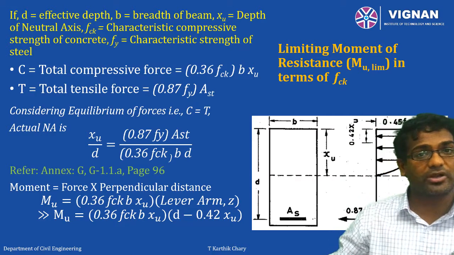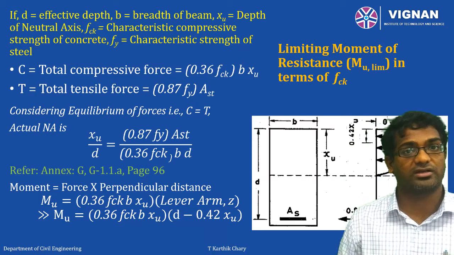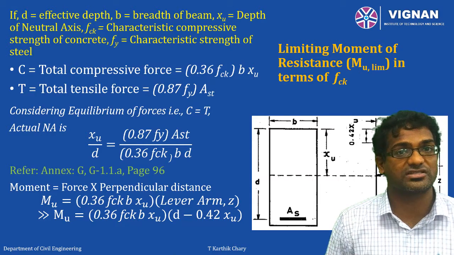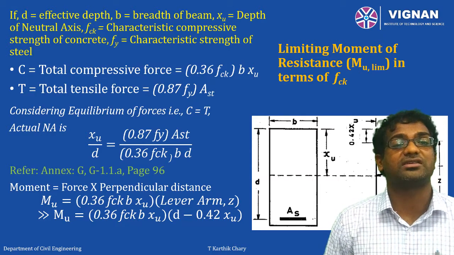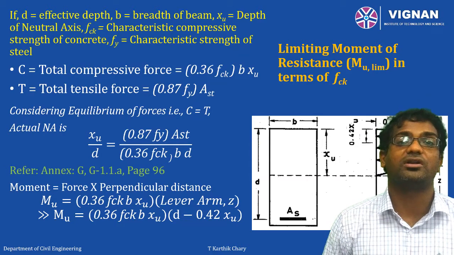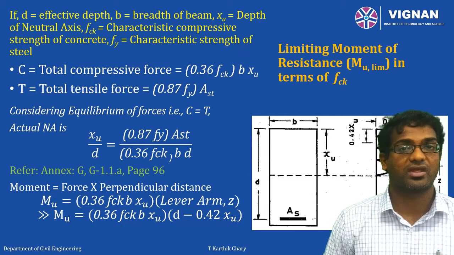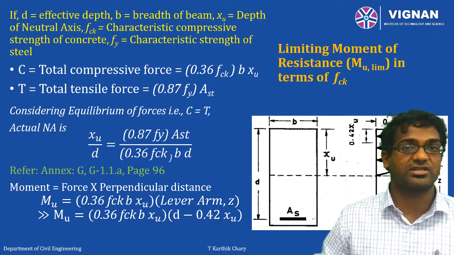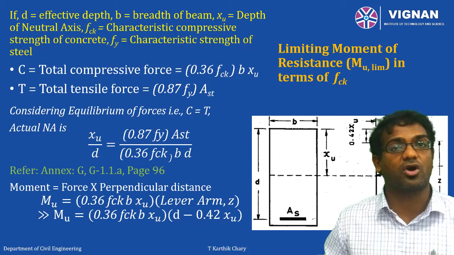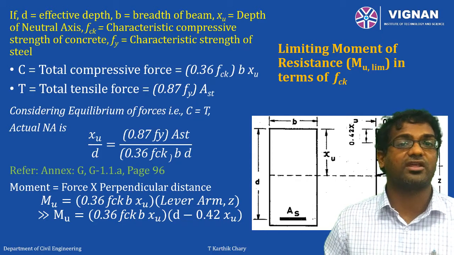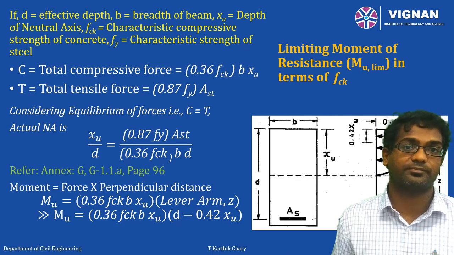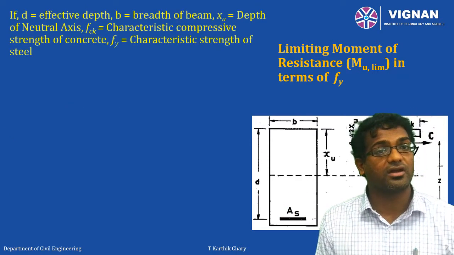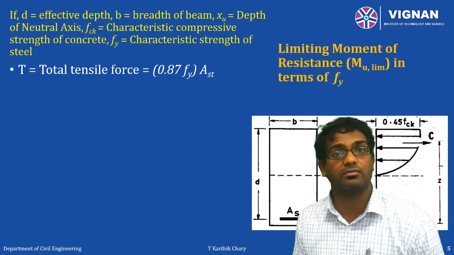So if you substitute that, d minus 0.42 xu as a lever arm in this equation, you will get the moment of resistance as 0.36 fck b xu (d minus 0.42 xu). This equation will give you the moment of resistance of a reinforced cement concrete beam with reference to concrete as a material.